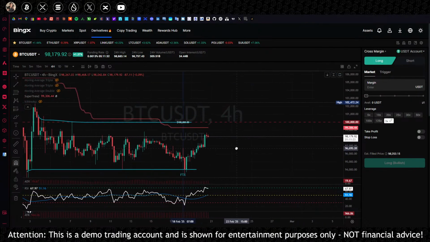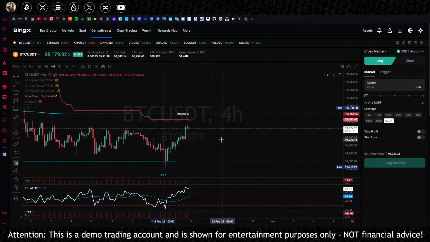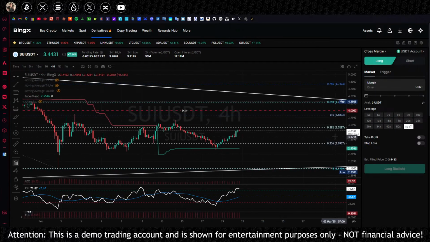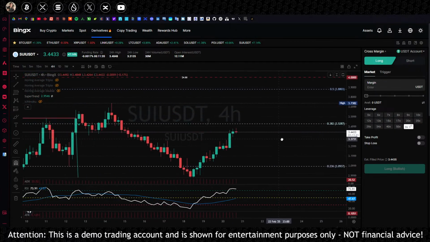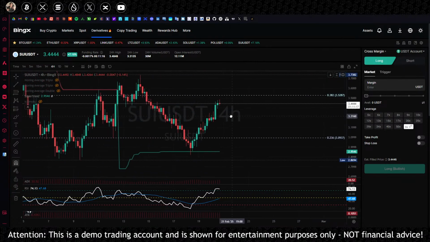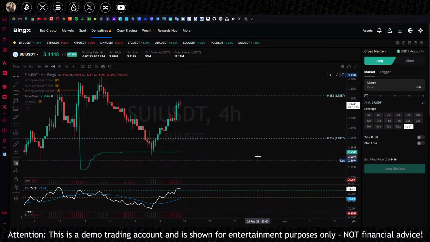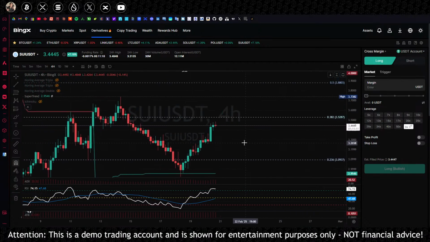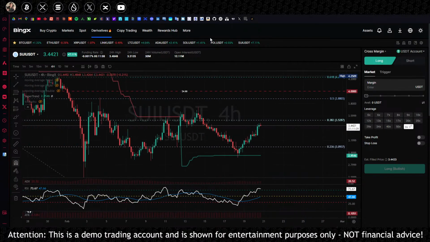Bitcoin 98,000 looking good. Good pump today, up 1.37%. Rest of the coins, pretty neutral. Sui has been having a great day, and it makes me smile because it's been pumping like crazy. $3.44. We're about to cross the 352 resistance that we got over here. So that's important. We're above the $3 mark as well, which is also great for Sui. Other than that, not much else to talk about for the coins.